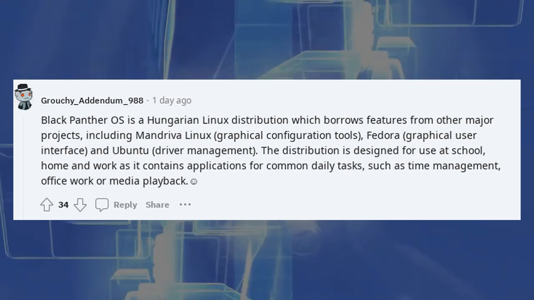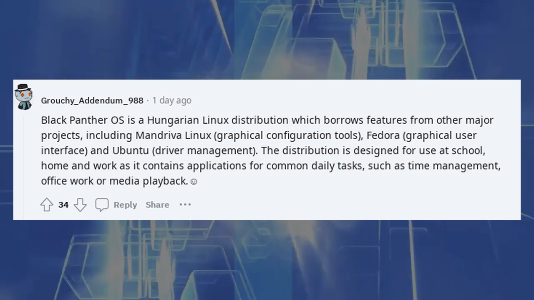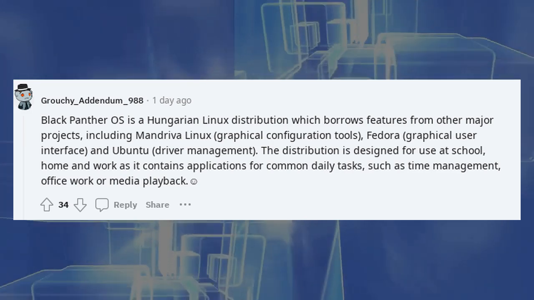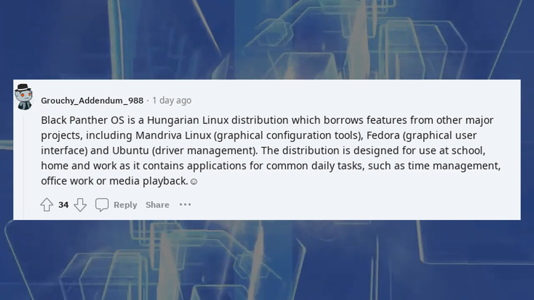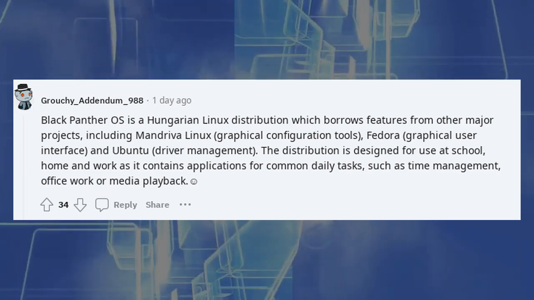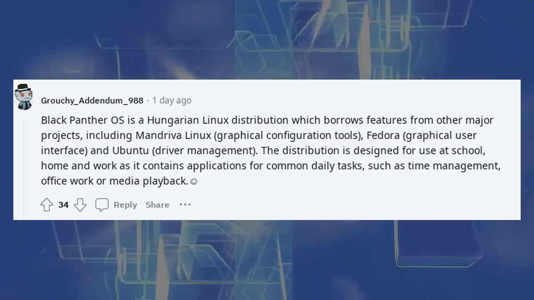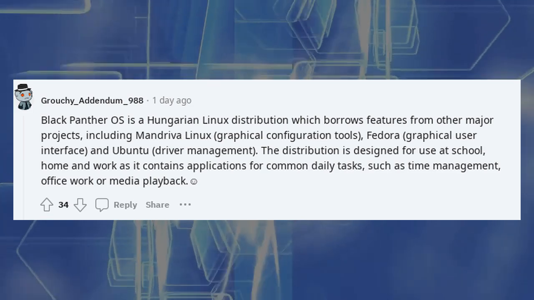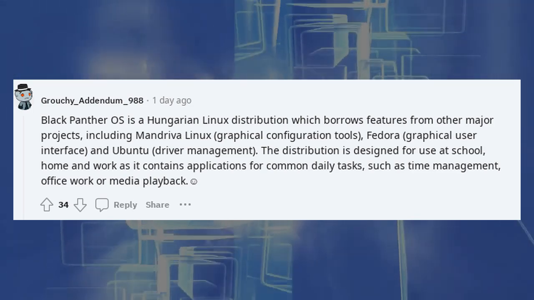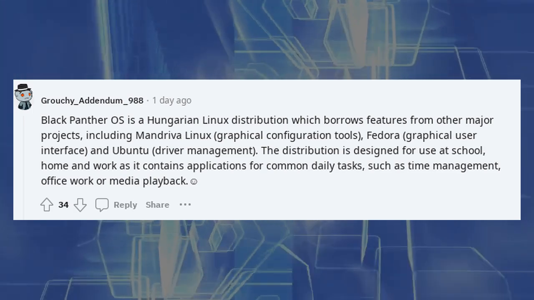Black Panther OS is a Hungarian Linux distribution which borrows features from other major projects, including Mandriva Linux graphical configuration tools, Fedora graphical user interface and Ubuntu driver management. The distribution is designed for use at school, home and work, as it contains applications for common daily tasks, such as time management, office work or media playback. Smiley face.